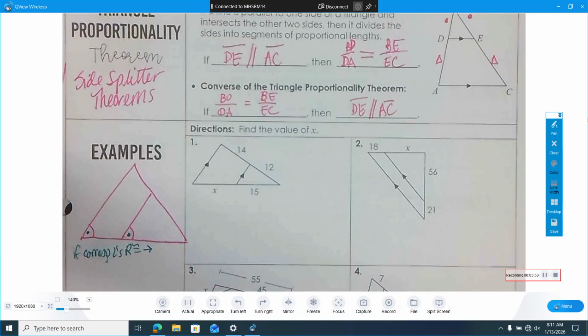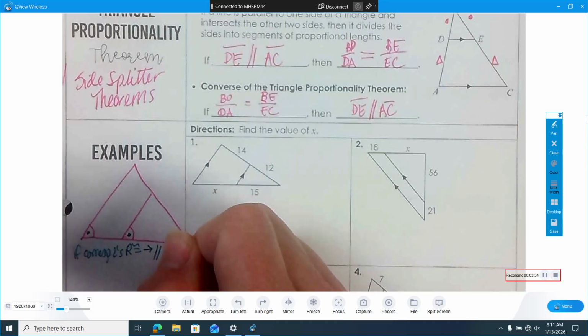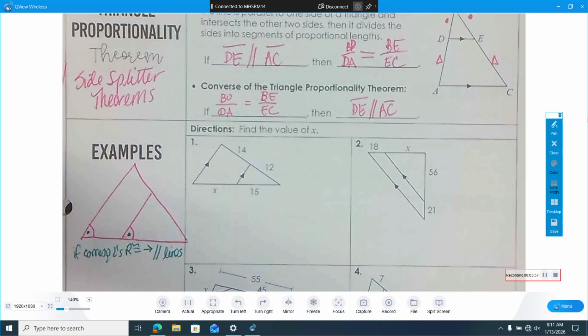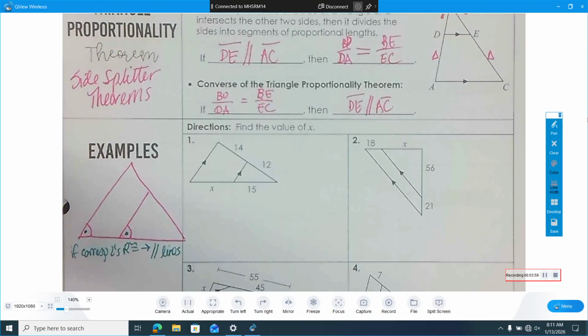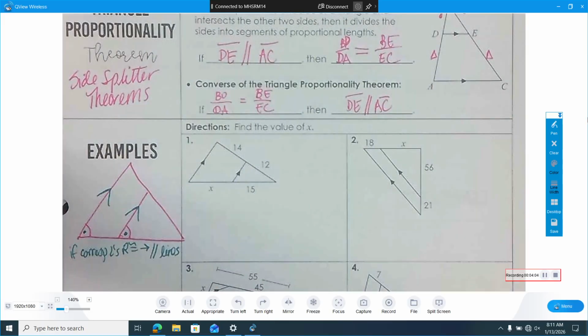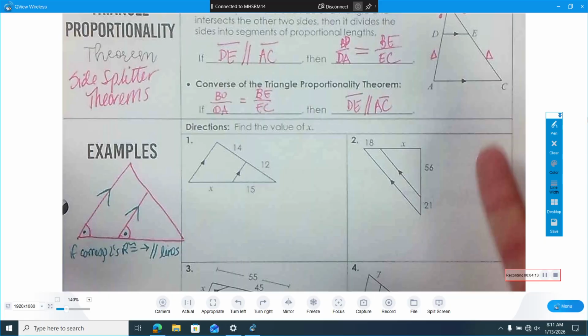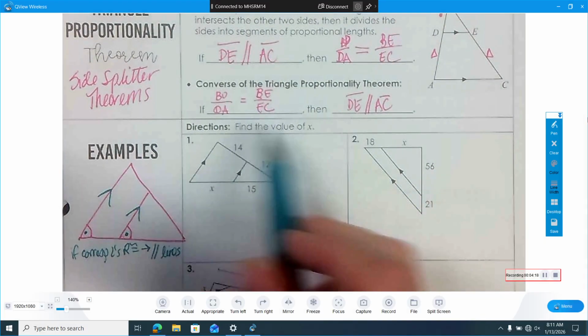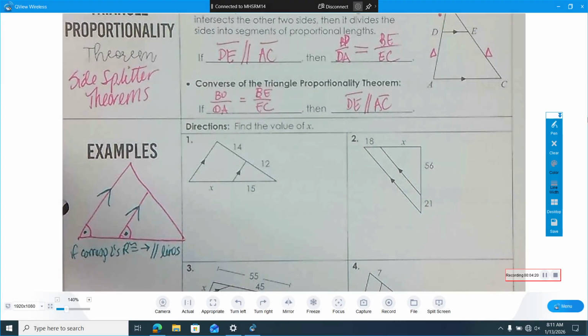Well, that's clear. They're marked congruent. What? No. Parallel lines. Yeah, that was the converse of all of our parallel line theorems. So then we must have these two lines being parallel. All right? So they gave us corresponding angles, so we know we must have parallel lines. So now we know we have parallel lines, and we can apply our little side splitter theorem. Okay? So we want to find the value of x here. Do we have parallel lines? So what ratios could we write?